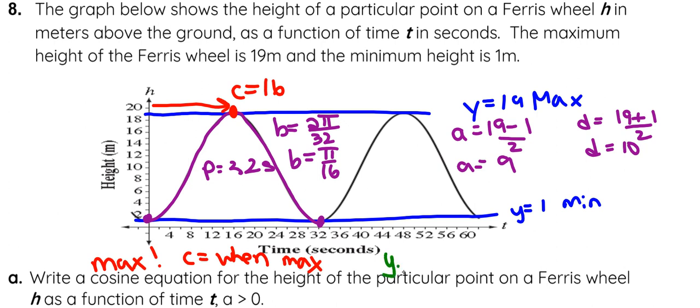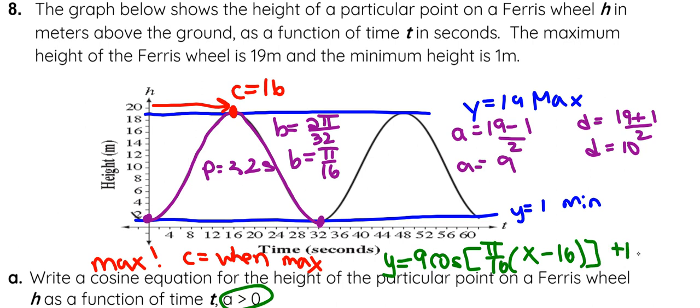Let's put that all together in my equation. So y is equal to, and I'm looking for A positive, so I know I'm on the right track, my A value 9, cosine of B, and we're going to keep that factored out, of x minus C. I'm minusing C because I'm going to the right, and then I'm adding 10 to go up. So this would be my equation of my cosine graph. Of course, I could put this into my calculator with that window setting to check to see if it was right.